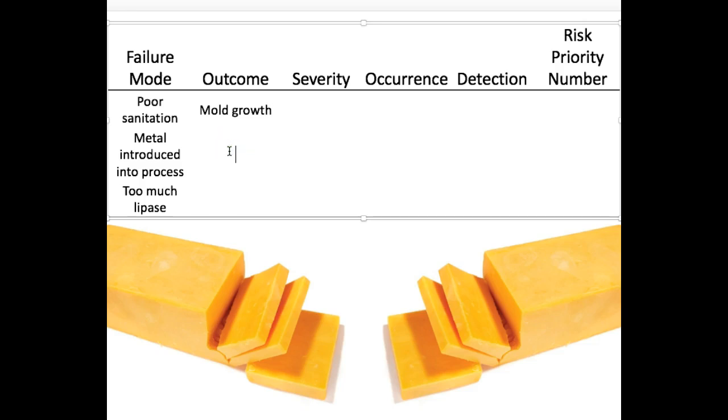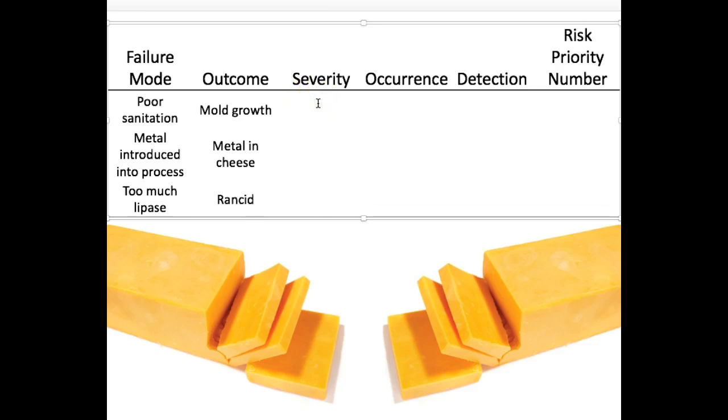So our outcome for metal is metal in the cheese, and our outcome for too much lipase is a rancid flavor. And if you're thinking, well, what does rancid taste like in cheese? If you've ever had a really good, strong Romano cheese, imagine that flavor in cheddar. It's not exactly what you want in a cheddar cheese. It doesn't necessarily taste bad. Sometimes it can, but sometimes it just doesn't taste like cheddar cheese, so it does count as a failure.